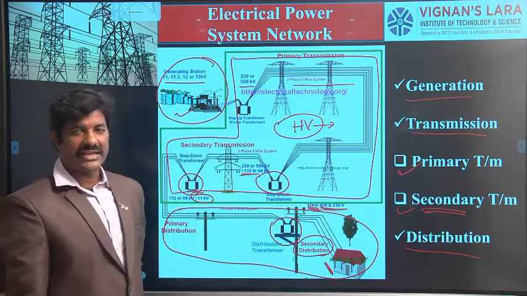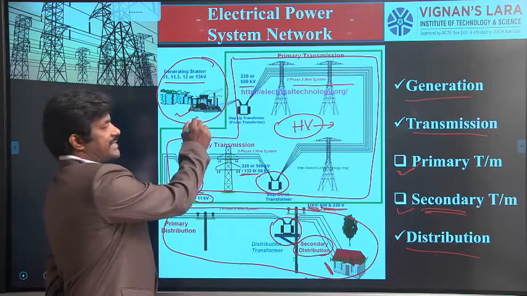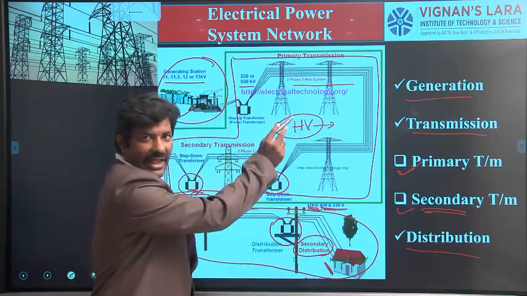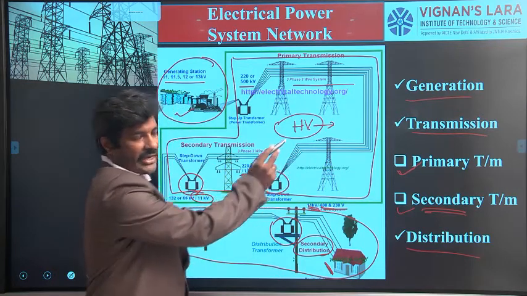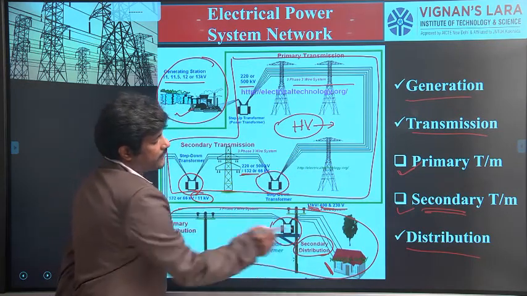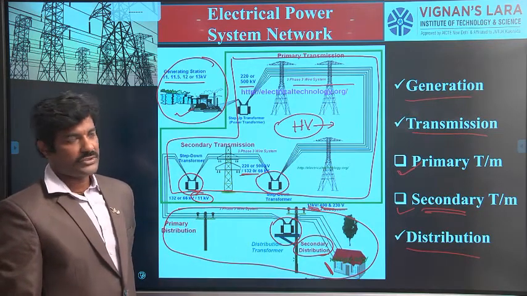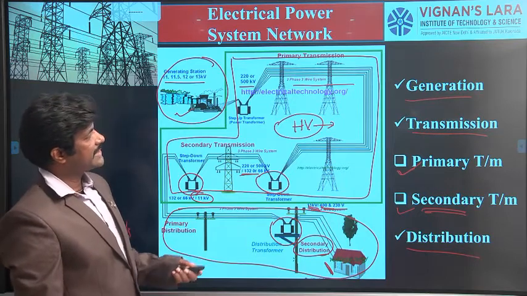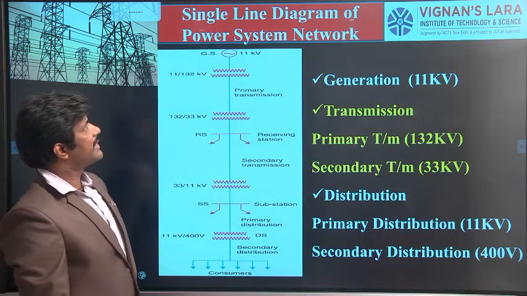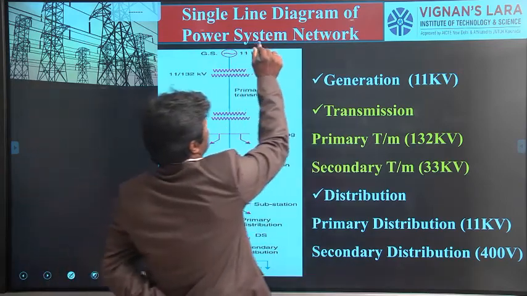Finally, observing this layout diagram, the total electrical power is generated in the generating stations, transmitted at very high voltages in the transmission part, and distributed in the distribution section up to the utility point of utilization, that is 400 volts or 230 volts. And coming to the next, this is the single line diagram representation of an electrical power system network.